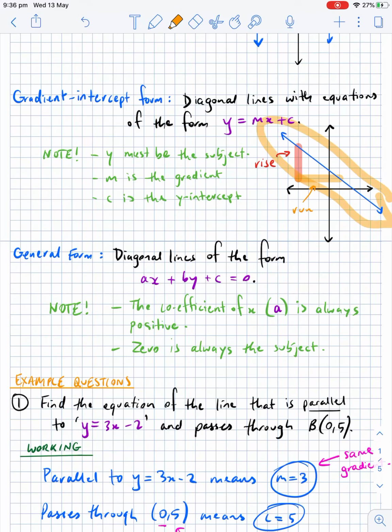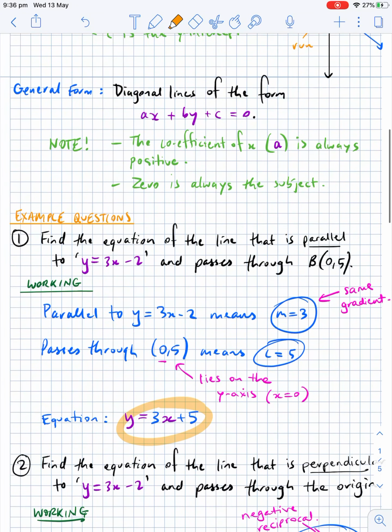And remember, when you see a line like this, you can find your gradient from the rise divided by the run, as you see here, using 2 points on your line. And you can find your c from whatever the y-intercept is of your line.